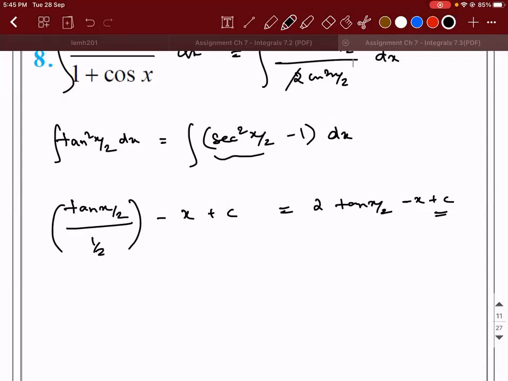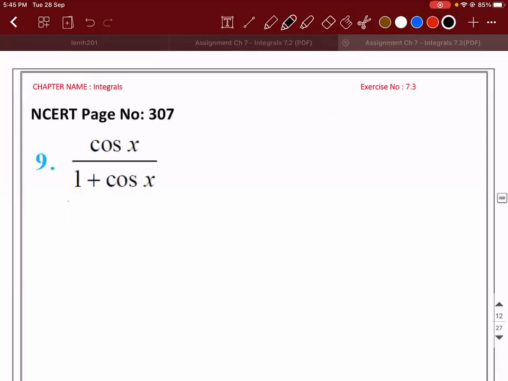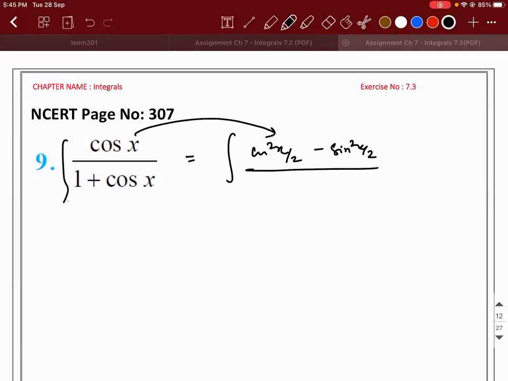Right? Yes, sir. So integral of cos x divided by 1 plus cos x. What we can do here is cos x can be written as cos square x by 2 minus sin square x by 2. Tell me one thing, is there anyone having difficulty in understanding what I'm trying to write here? If you are not comfortable with the trigonometric formulas, I suggest you revise NCERT of 11th once again.